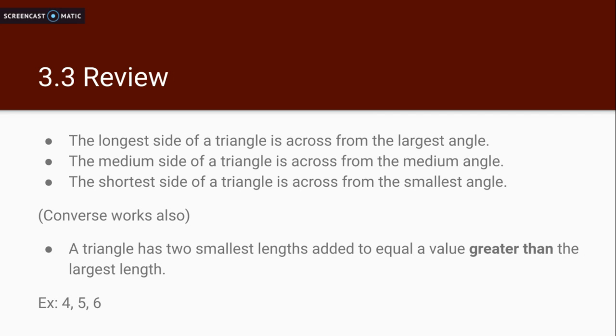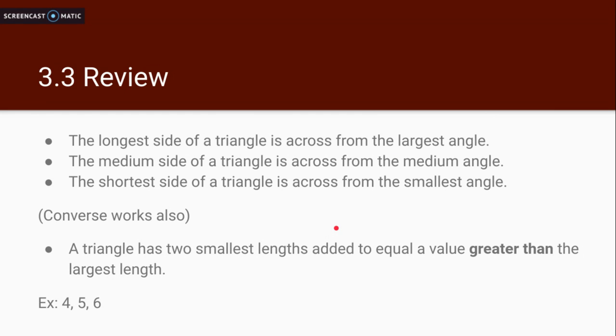Here's some rules. The longest side of a triangle is across from the largest angle. Across meaning, just like with the other things, it's the side that if you keep drawing a line up from that vertex point. And the medium side is across from the medium angle, and the shortest side is across from the smallest angle. So the converse works also. Remember, that's just the opposite. So the largest angle is across from the largest side. So you can flip these around and they still are true.